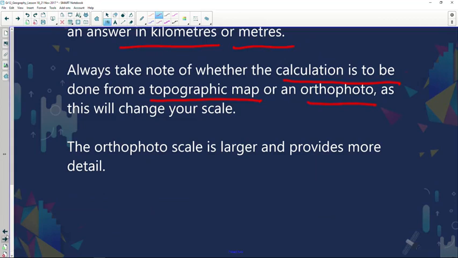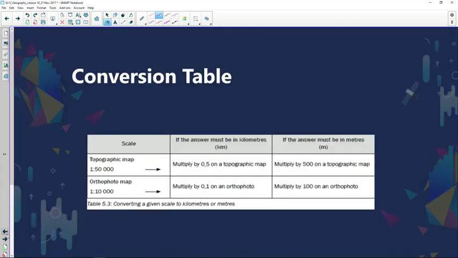Now, as I've mentioned, the orthophoto scale is larger and provides more detail. And when we look at these formulas, we look at this conversion table over here for the topographical map and orthophoto map. Stay tuned after the break. We're going to look in detail at the formulas that we use to calculate distance on a topographical map and an orthophoto map.